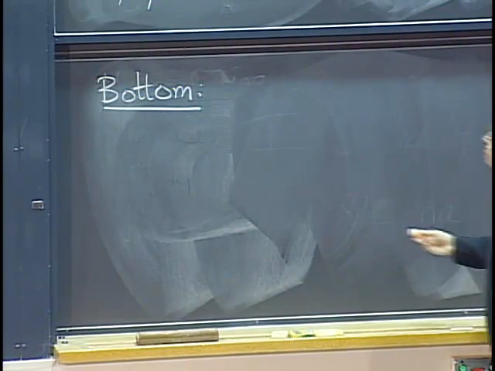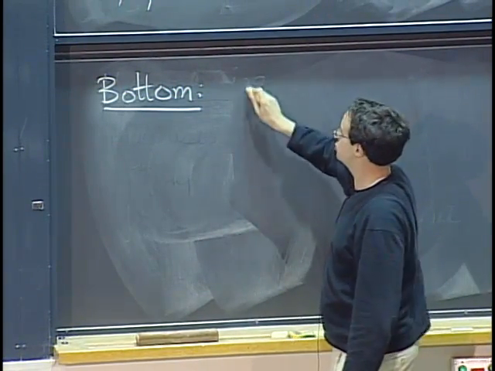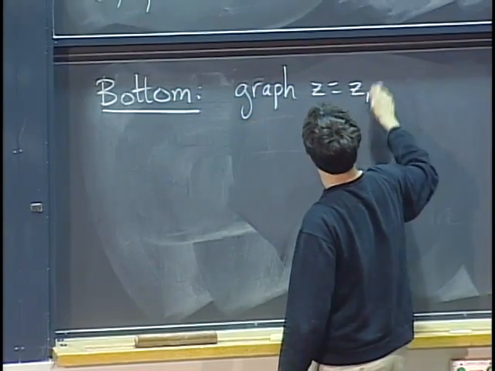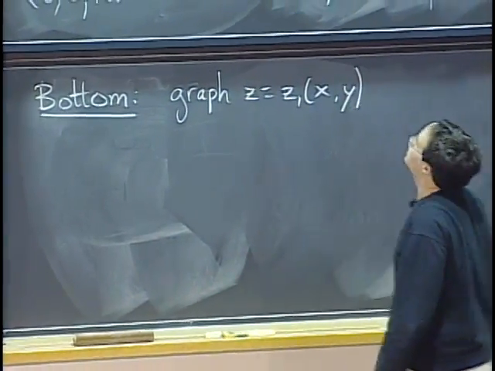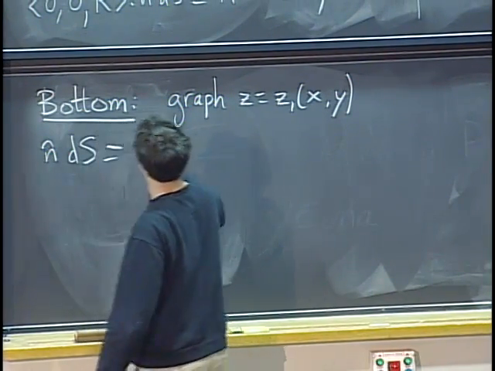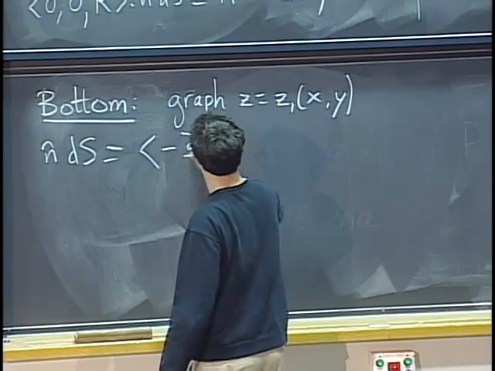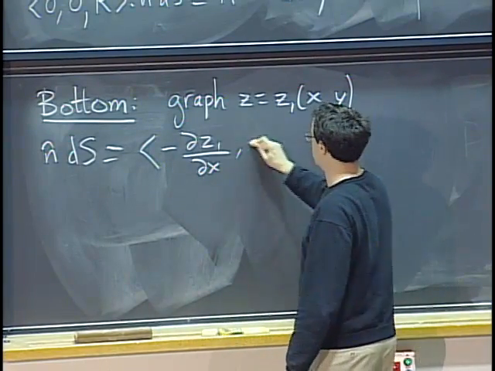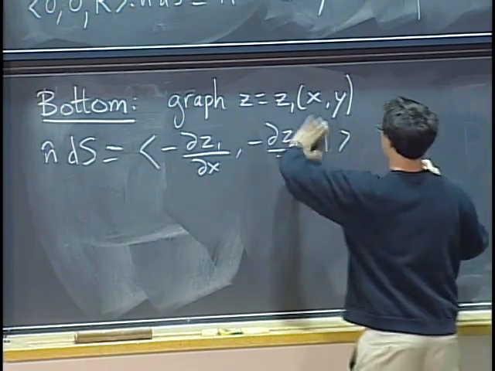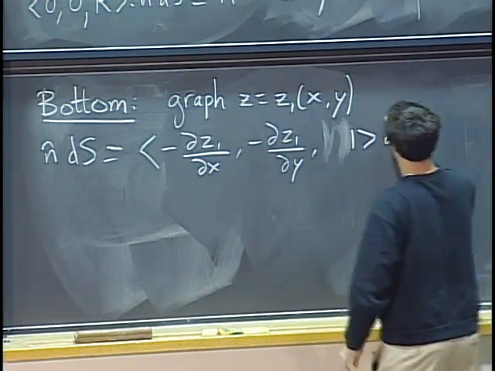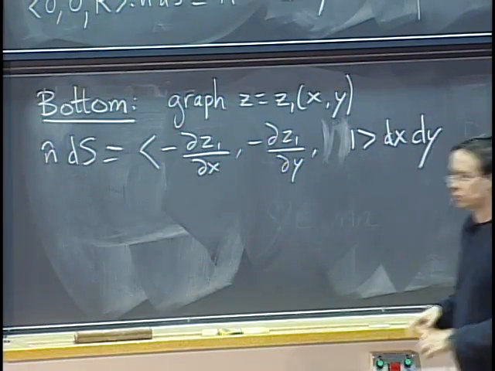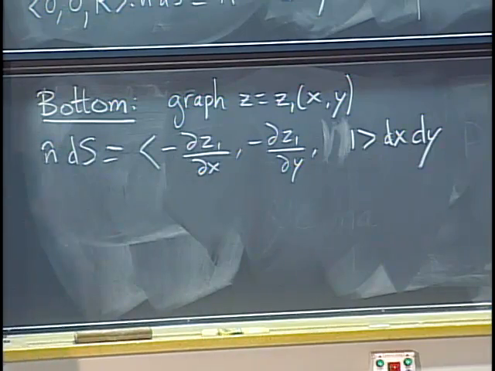The bottom will work pretty much the same way, because it's the graph of a function z equals z1 of x, y. So we should be able to get n dS using the same method: negative partial with respect to x, negative partial with respect to y, 1, dx dy. Now, there's a small catch. We have to think a bit carefully about orientations.